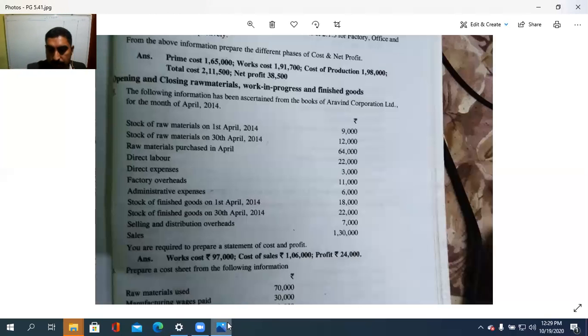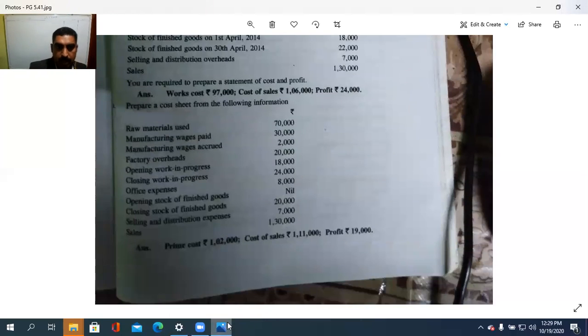So this problem also we will do. Raw materials used 70,000, manufacturing wages paid 30,000, manufacturing wages accrued 2,000, factory overheads 20,000, opening work in progress 18,000, closing work in progress 24,000, office expenses 8,000, opening stock of finished goods nil, closing stock of finished goods 20,000, selling and distribution 7,000, and sales 1,30,000.